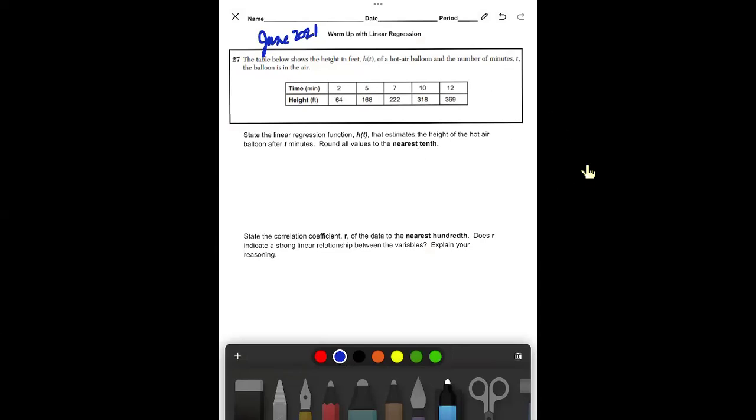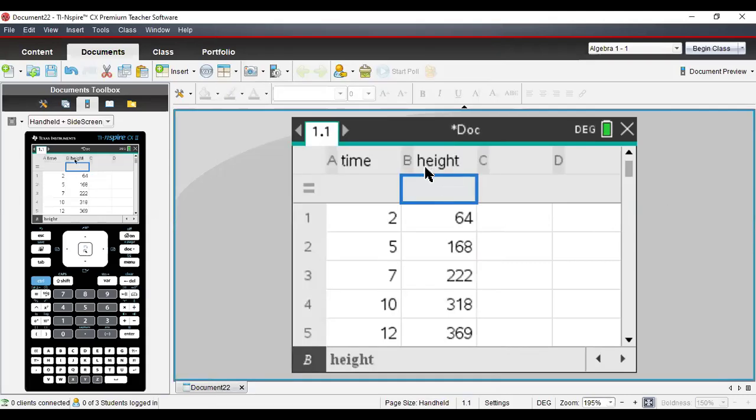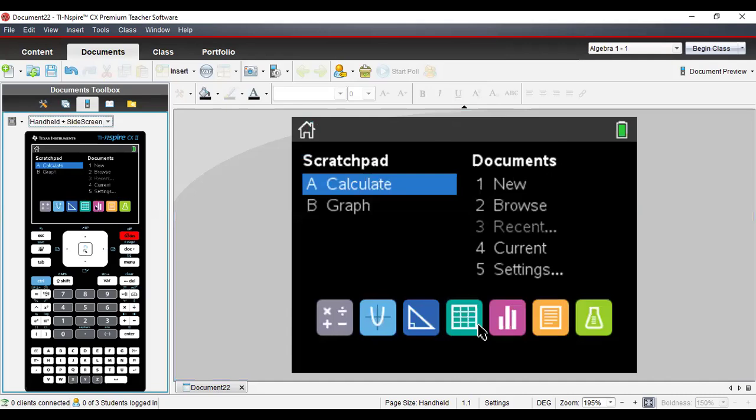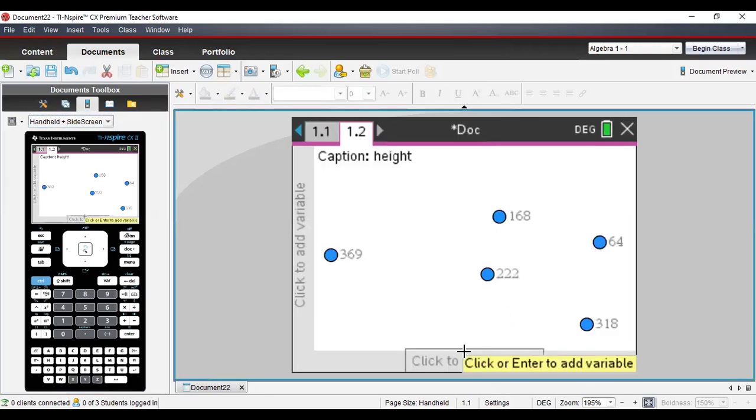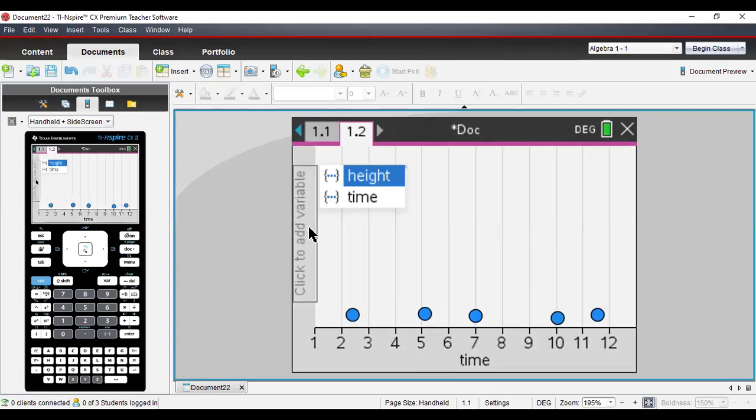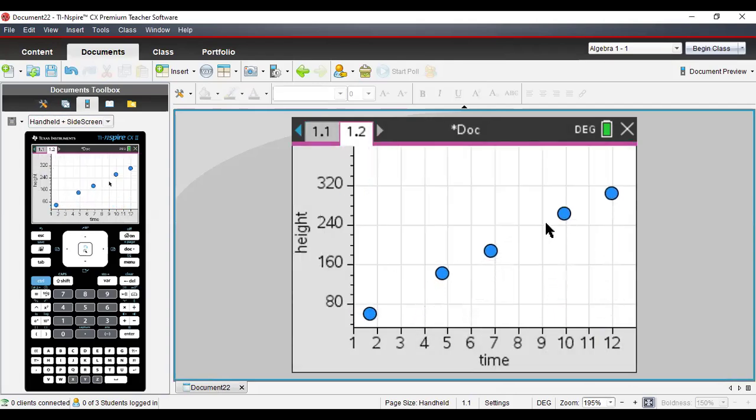I've got to go get the calculator. Here it is. I've entered all the data already to save time. So we've got time and height. Now I'm just going to go to the home screen, and then data and statistics. Down here, the x variable is time. Over here, the y variable is height. It's a positive slope, and it almost looks like a perfect correlation. So let's see what we got.